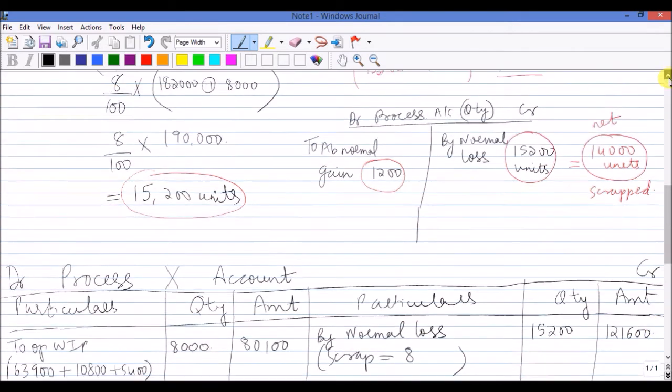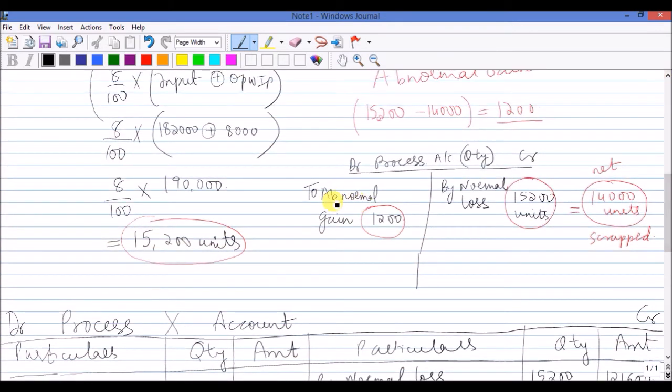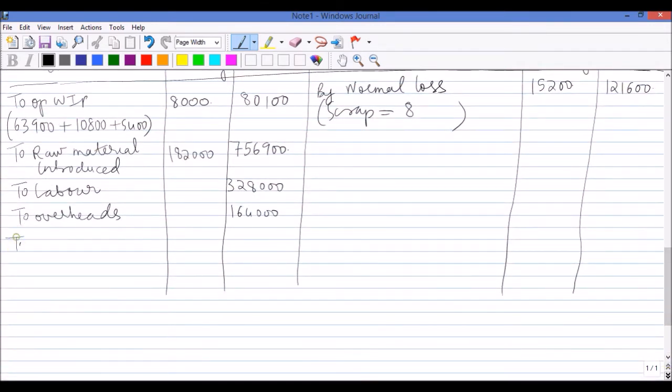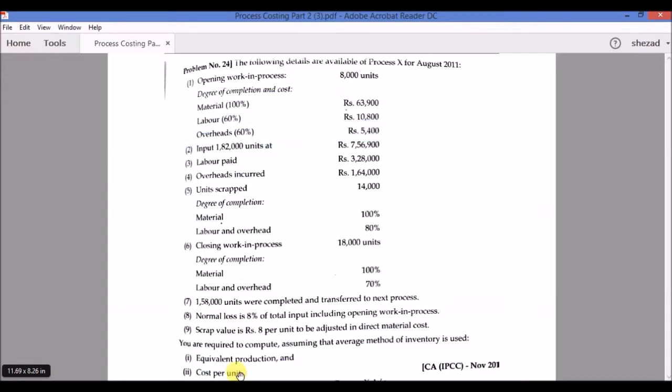Then friends, we have abnormal gain of 1200 units. So here I am going to write to abnormal gain, and this is 1200 units. I have to find the cost for this. Now I am reading the question.